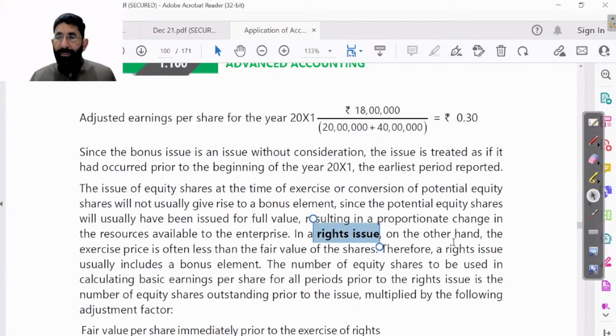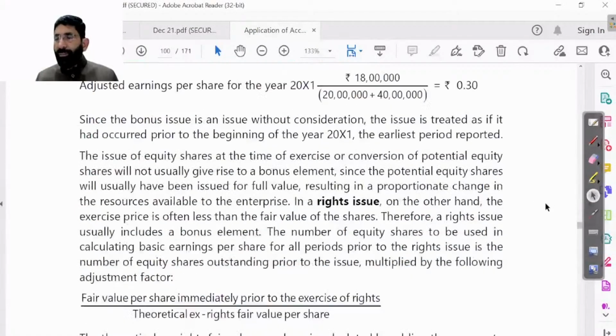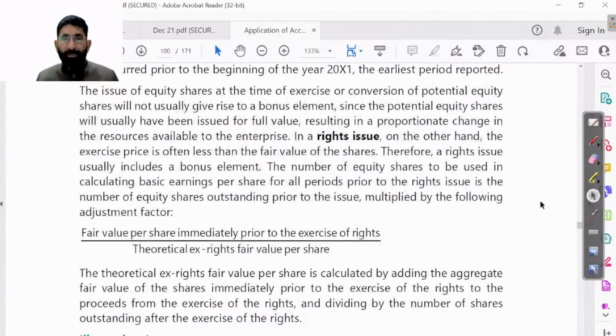In a rights issue, the exercise price is often less than the fair value of the share. Therefore, a rights issue usually includes a bonus element. The number of equity shares to be used in calculating EPS for all periods prior to the rights issue is the number of equity shares outstanding prior to the issue multiplied by the following adjustment factor. So in case of a rights issue also, we have to make some adjustment.